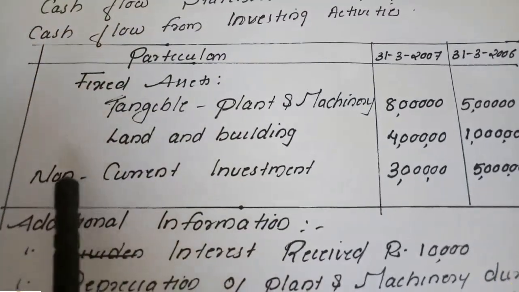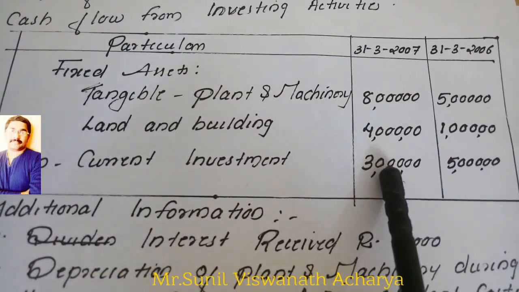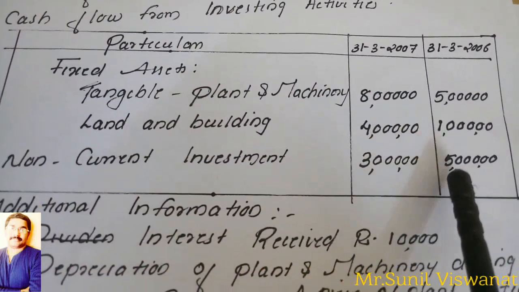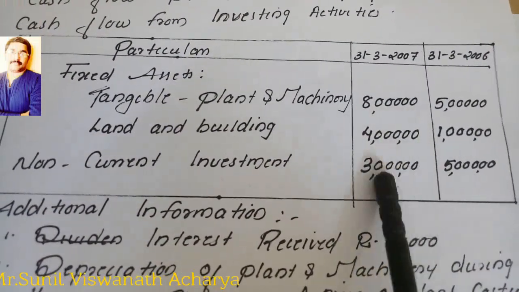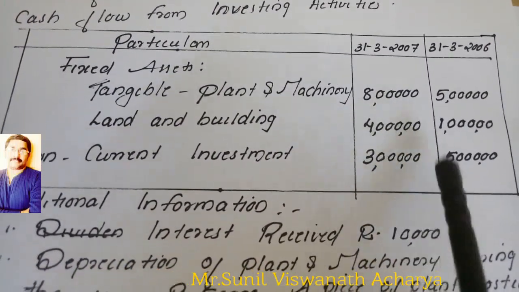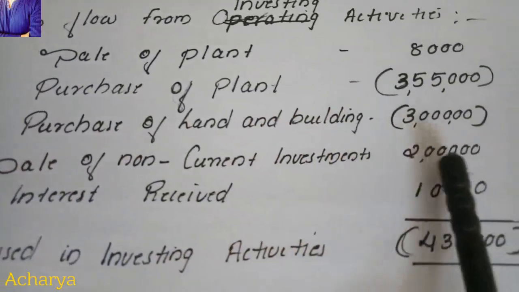The next given is non-current investment. First year it is 5 lakhs, second year it is 3 lakhs. That means we sold some of the investment. How much rupees investment did we sell? 2 lakh rupees. So here, sale of non-current investment 2 lakhs.